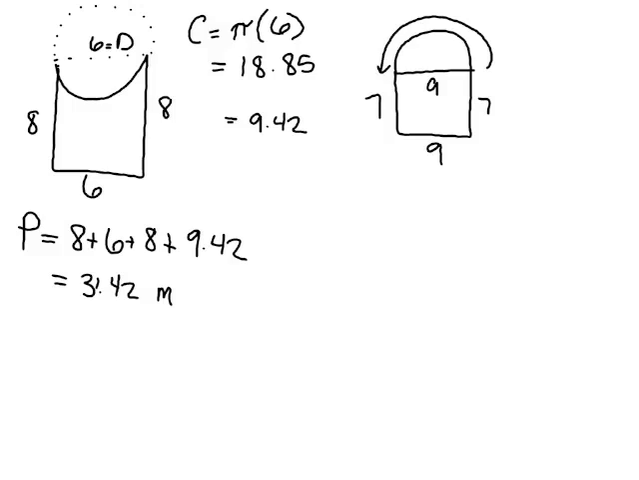Pi times 9 divided by 2. So what's my length? 14.13. So the perimeter of this figure is equal to what? 7 plus 9 plus 7 plus 14.13. Okay, so total perimeter is 37.13.